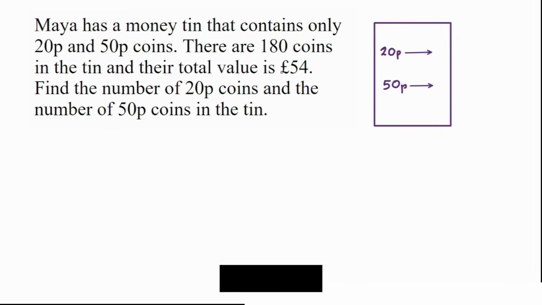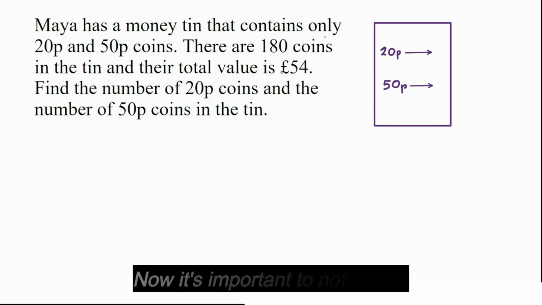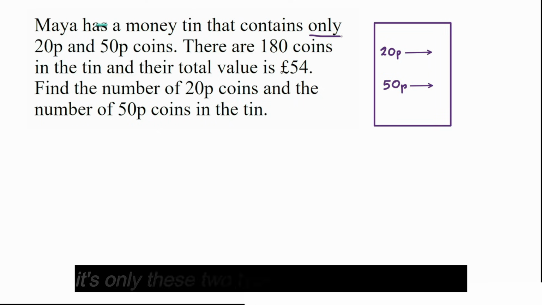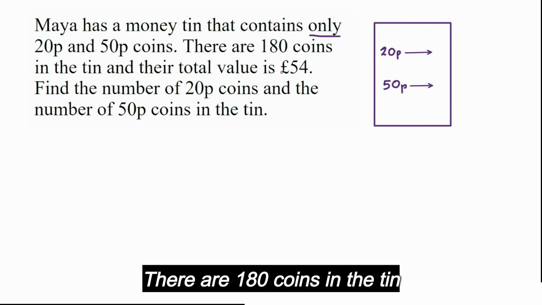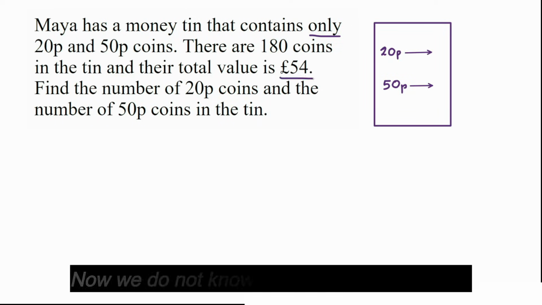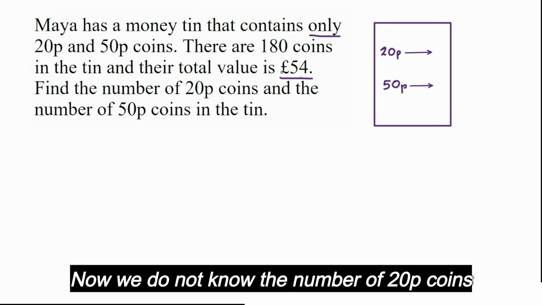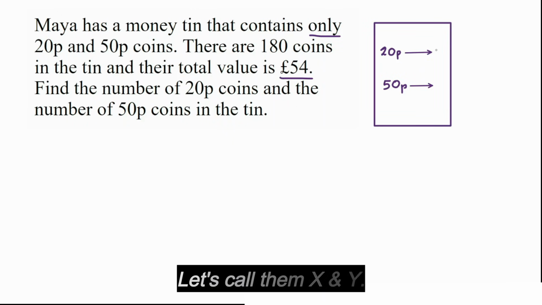Here's the answer. Maya has a money tin that contains only 20p and 50p coins. Now it's important to notice that it's only these two type of coins that she has. There are 180 coins in the tin and their total value is £54. Now we do not know the number of 20p coins or 50p coins, so we have to obviously take them as some unknowns. Let's call them X and Y.